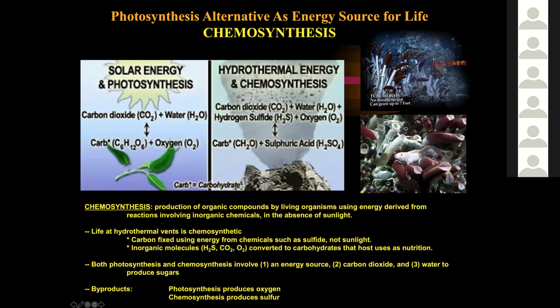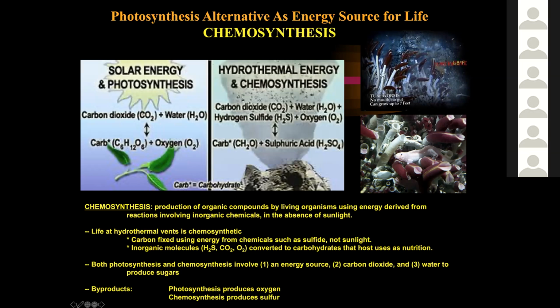And I have just one slide here on that. If you go down to the yellow print, chemosynthesis is the production of organic compounds by living organisms using energy derived from reactions of inorganic chemicals. So they don't need sunlight to make useful chemical energy. This type of life is usually found deep in the ocean where there is no sunlight, and it occurs in these hydrothermal vents, which are very hot. So carbon is fixed using energy from chemicals such as sulfide. The inorganic molecules are hydrogen sulfide, carbon dioxide, and oxygen.